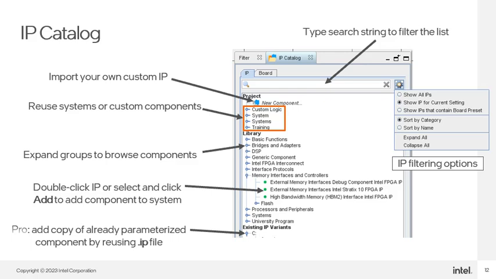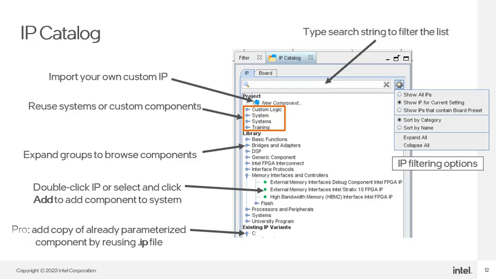The IP catalog library is organized by categories to make it easier to find the IP you need. Just expand the groups and select the component that you want to add to your system. To add a component to the system, double-click the IP or select the IP and click Add at the bottom of the tab. You can also use the search field to filter by name. Just start typing in characters and Platform Designer dynamically filters the list as you type. You can also perform general filtering on the IP catalog list using the options that appear when you click the gear in the upper right-hand corner of the tabs as shown.